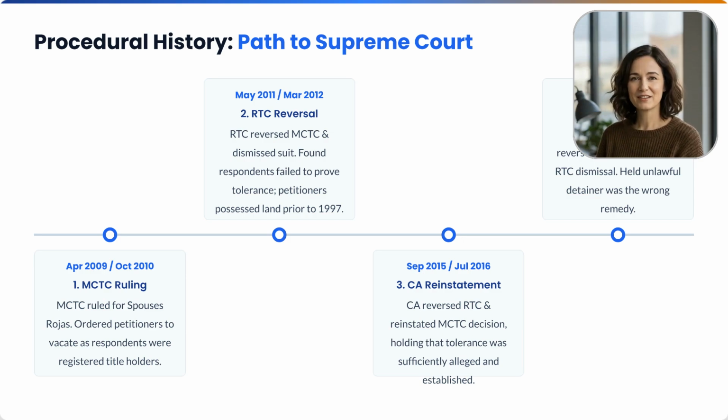The procedural history shows a back-and-forth battle. While the MCTC initially ruled for the respondents, the RTC later dismissed the suit. The Court of Appeals reinstated the MCTC decision, but ultimately, the Supreme Court in 2020 granted the petition, reversing the decision and ruling that unlawful detainer was the incorrect legal remedy.